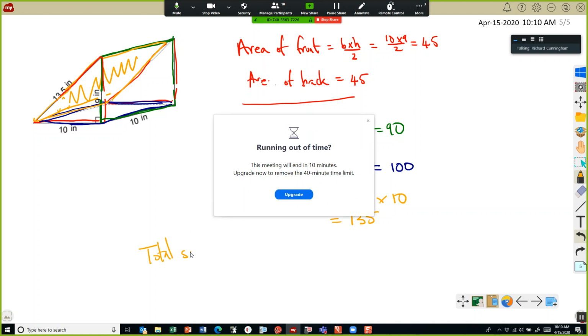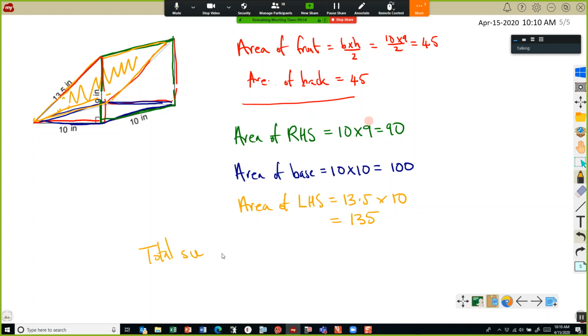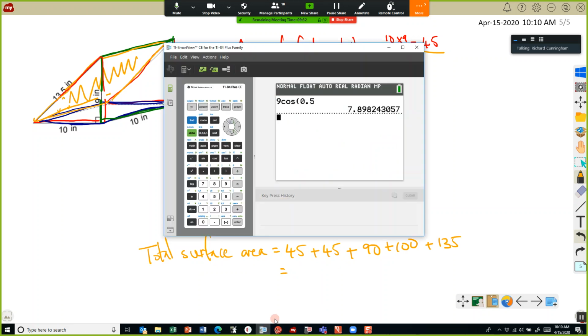So my total surface area is equal to 45 plus 45 plus 90 plus 100 plus 135. So it's really important that you set it out nice and neatly and clearly so you can see exactly the things that you're multiplying together.